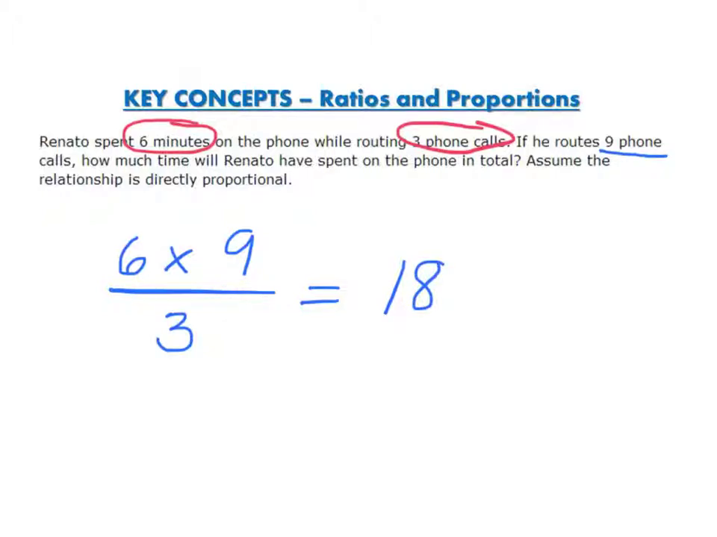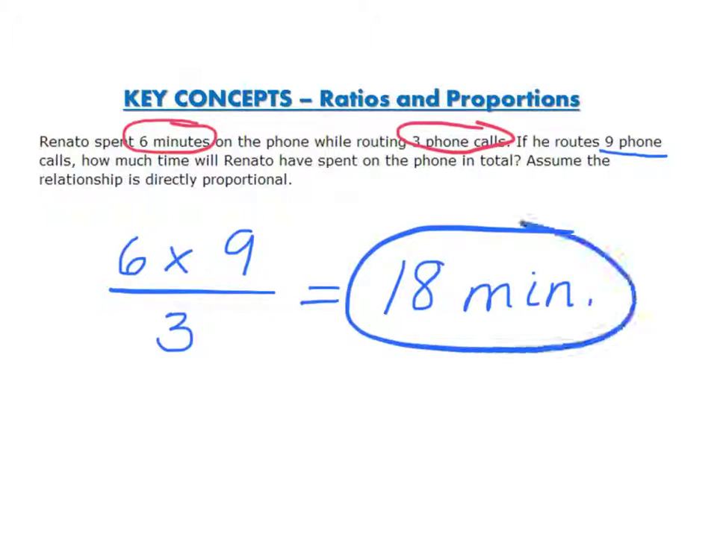So how much time will he have spent? He will have spent 18 minutes total. Now you can check that by taking 6 over 3, 6 minutes for 3 phone calls, and see if it compares to 18 minutes for 9. Multiply 18 times 3, which is 54. 6 times 9, which is 54. The extremes product is the same as the means product, which means they are proportional. 18 minutes is the right answer.